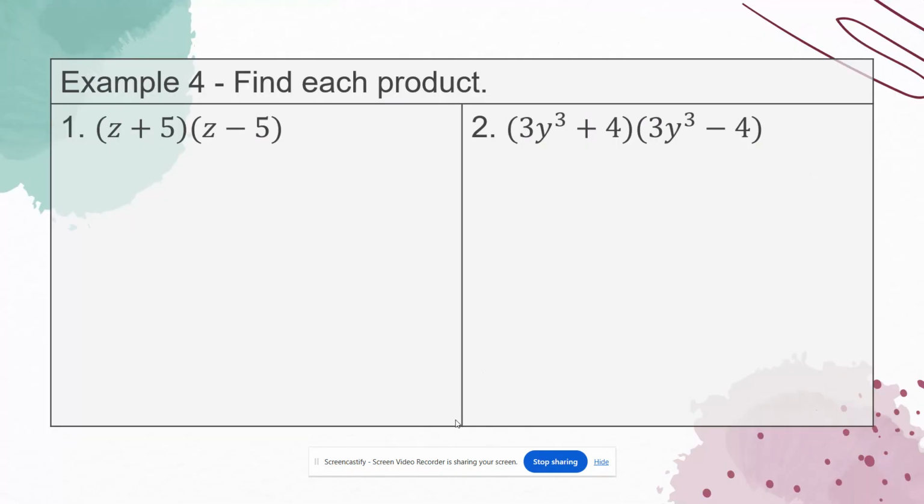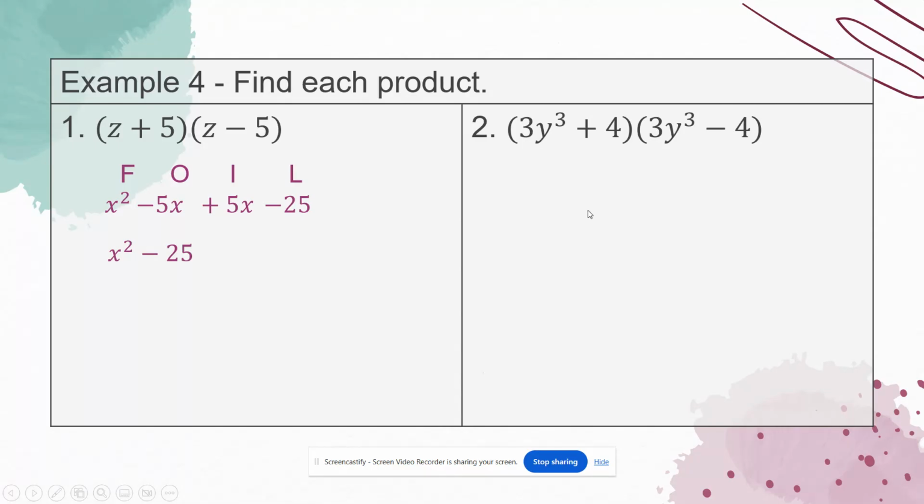All right, I have z plus 5 as my first binomial and z minus 5 as my second. Again, these are conjugates. They're the exact same terms, except one has a plus sign between them, one has a minus. So z times z is z squared. I know these are x's. Sorry, guys. These should be z's. Z times negative 5 is negative 5z. 5 times z is positive 5z. And 5 times negative 5 is negative 25. And once again, when we combine our two middle terms, our two like terms, okay, we're left with z squared minus 25.